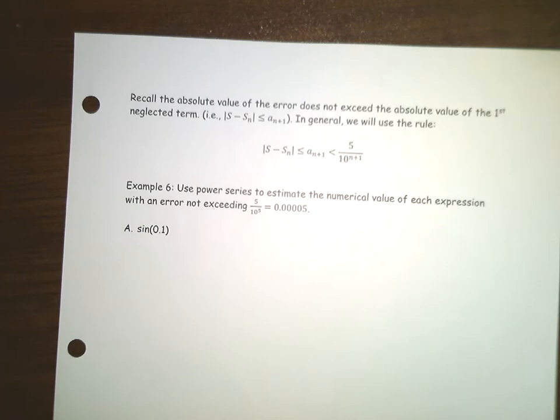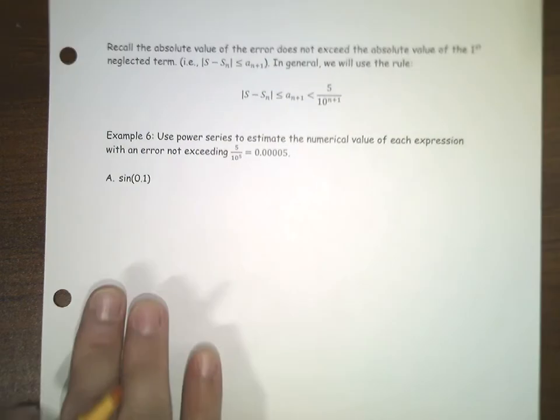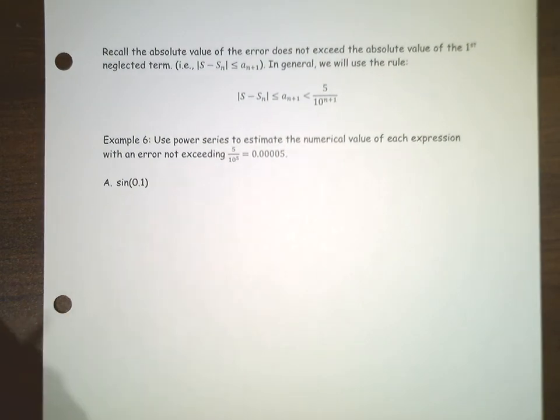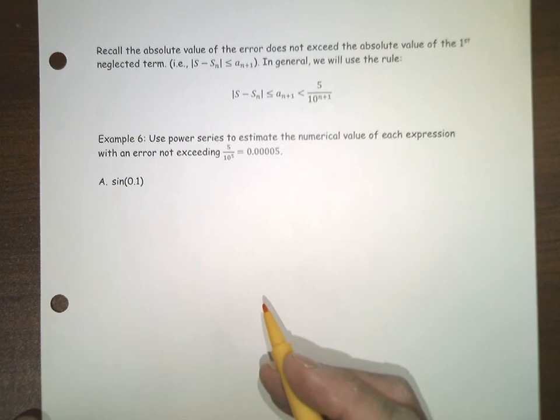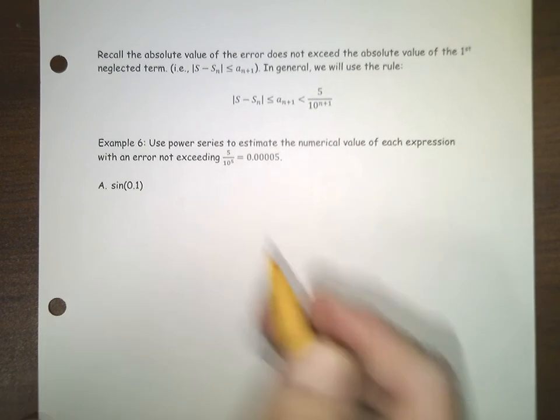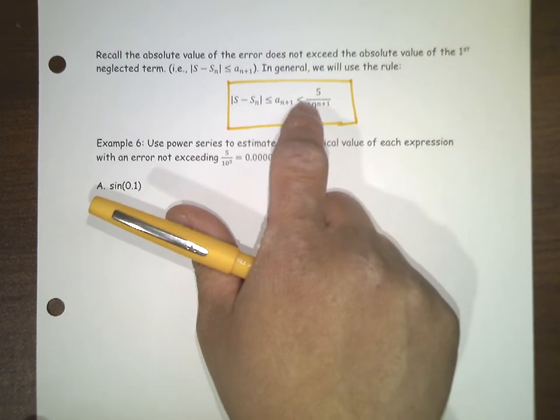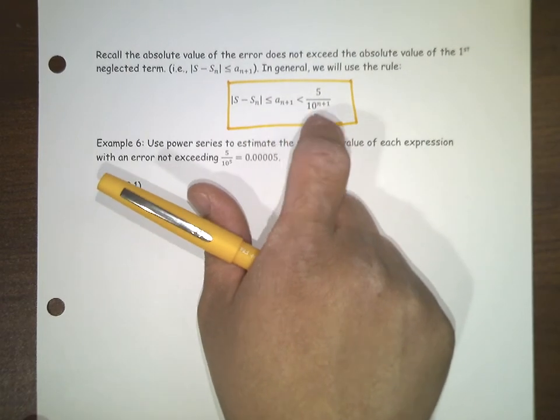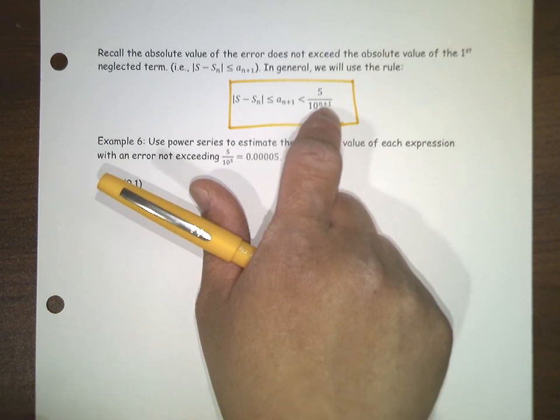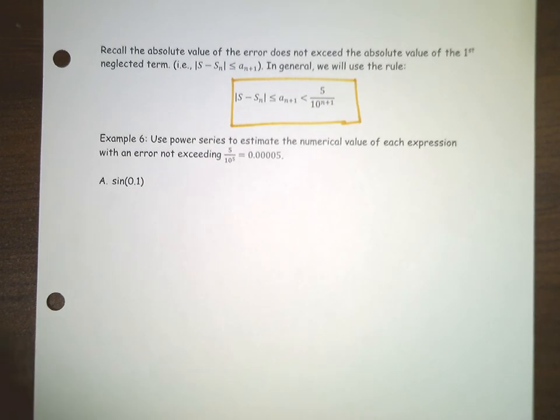All right, so recall that the absolute value of the error does not exceed the absolute value of the first neglected term. So in general, we're going to use this rule that the absolute value of the sum minus the nth partial sum is less than or equal to the first neglected term, and that should be less than 5 over 10 to the n plus 1 power. So let's use the power series to estimate the numerical value of each expression with an error not exceeding 5 over 10 to the 5.